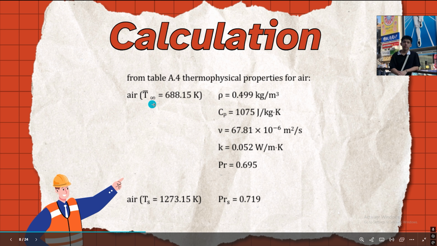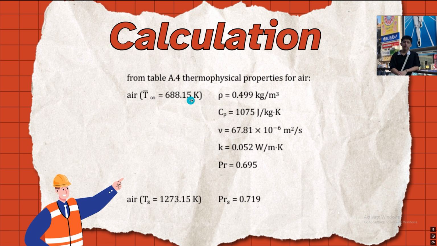Okay, for air at 688.15 Kelvin, we got the density of 0.499 kilogram per cubic meter. The specific heat Cp is equal to 1075 joule per kilogram Kelvin. The kinematic viscosity ν is 67.81 times 10 to the power of minus 6 square meter per second. The thermal conductivity k is 0.052 watt per meter Kelvin. And last one, the Prandtl number Pr is 0.695.